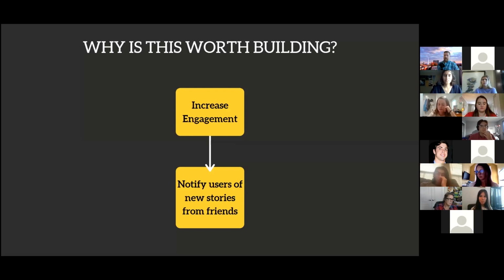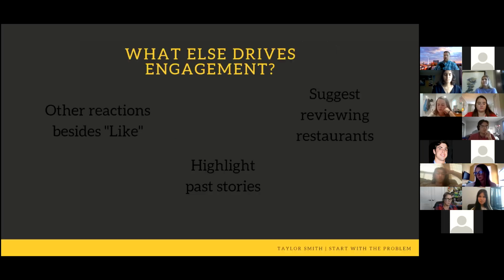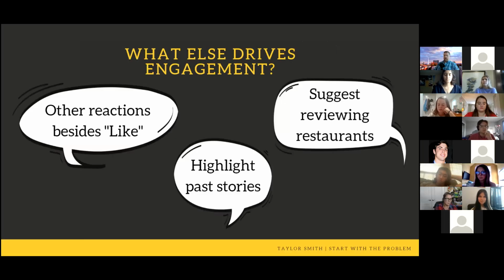Great. Okay. But now let's use that framework that we looked at a minute ago. And we know, okay, the thing that we're actually trying to do here is increase engagement. Well, are there other things that we could possibly build that would increase engagement? And we could go, oh, well, yeah, there are some other things that we could do. We could come up with other types of reactions. We could highlight past stories, right? We could suggest you review restaurants. These are all things that would make you engage more with the application than what you're doing today, right?